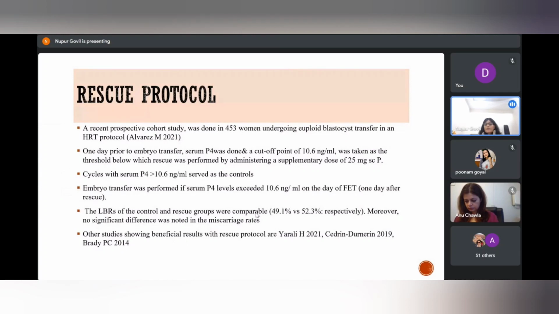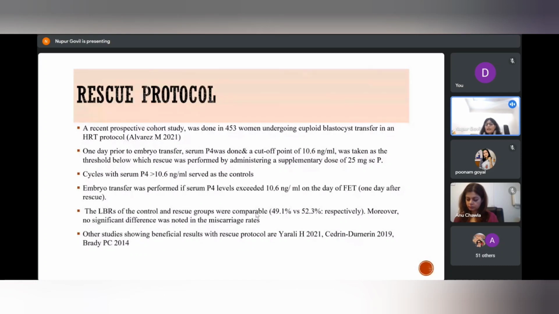In this, on the day prior to embryo transfer, serum progesterone was done and a cutoff of 10.6 nanogram was taken. So, if our cycle's progesterone levels fall below 10.6 nanogram, a rescue additional progesterone of 25 milligrams subcutaneous was given. And when they compared the control group and rescue group, they found the live birth rates were comparable. So other studies have also shown beneficial results with the rescue protocol.